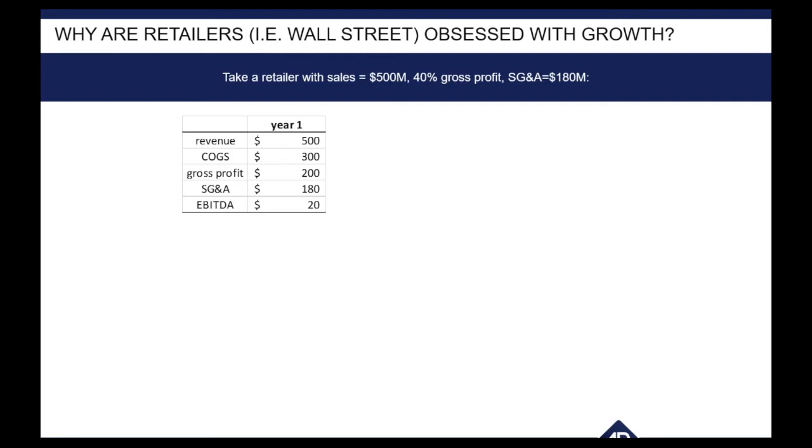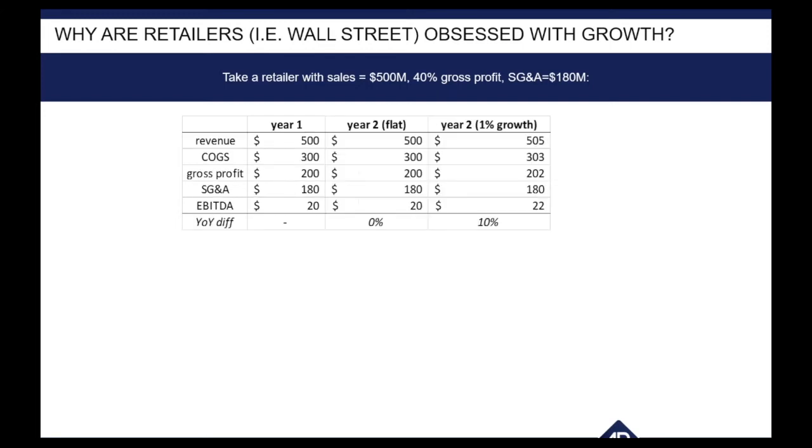Let's now look at two alternative scenarios for year 2 and following. One is flat sales, so revenue will stay at $500 million year over year. The second scenario is with a small but steady growth of 1% year over year for the foreseeable future, let's say 20 years. So the two scenarios are: year 2, flat, looks exactly like year 1.